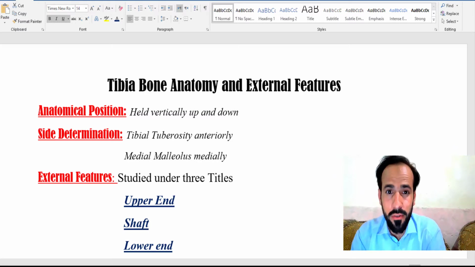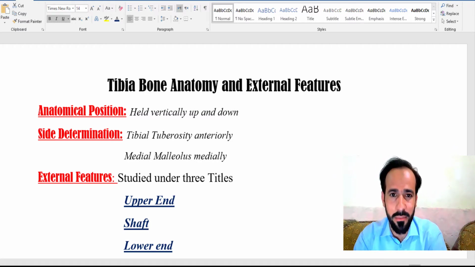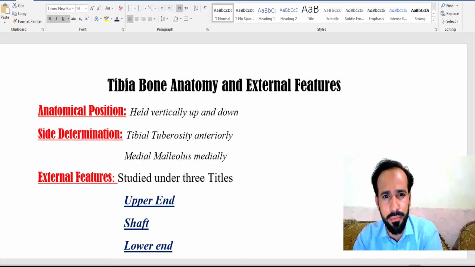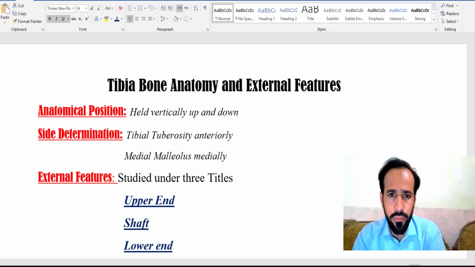Dear friends, as you know, we are discussing the skeletal system, right? In the previous lecture we covered the femur bone, the external features and all the important markings of the femur bone, right? Now, below the femur bone we have the tibia, right? So right now we are going to discuss the tibia bone. Okay, so let's focus on the screen.